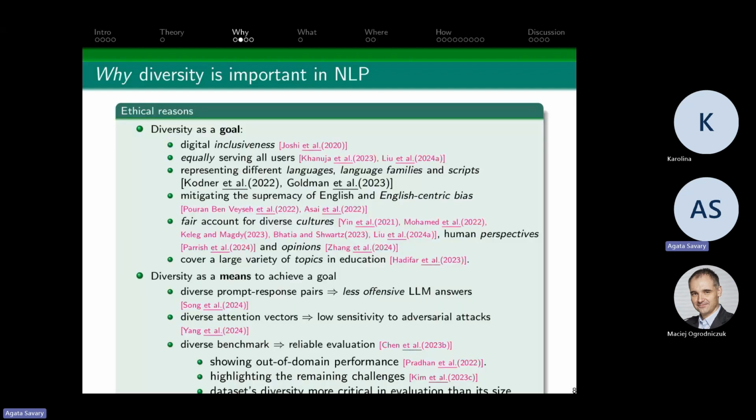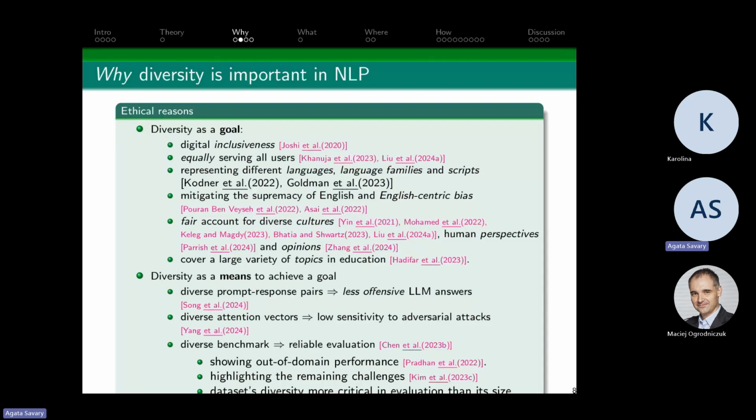So here, for instance, people show that if you train your question answering model on diverse prompt-response pairs, then this model is less offensive. So LLM answers are less offensive. Okay. If you make sure that in your transformer, for instance, you have diverse attention vectors, you can manipulate them so that they become diverse, then this model is not that sensitive to adversarial attacks, you know, that fool it towards giving incorrect answers or towards not filtering aggressive questions.